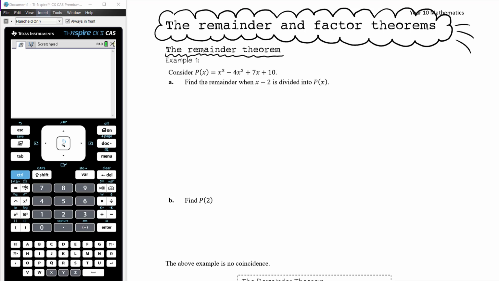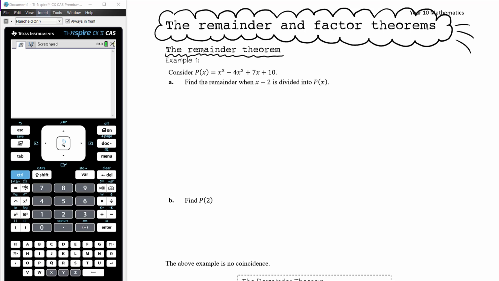Okay, the next part of the puzzle. We need to know how to do polynomial division. Before we can factorize, we also need to be able to use and understand the remainder and factor theorems. So we're going to work through an example here, which is going to illustrate what happens, and then I'm going to go through a little proof.